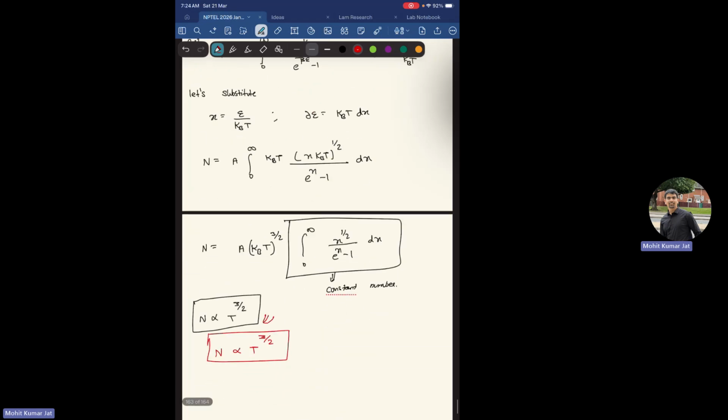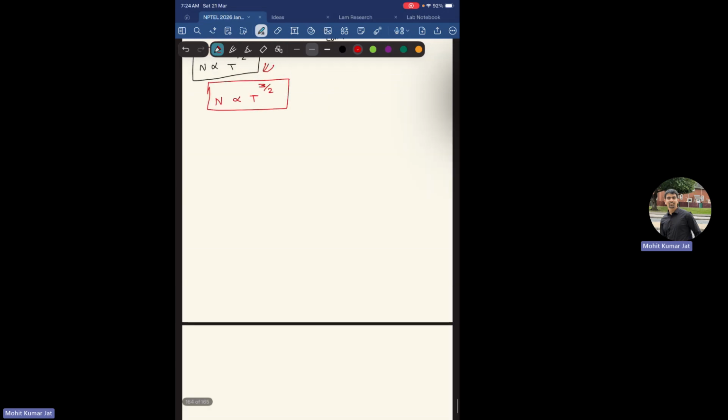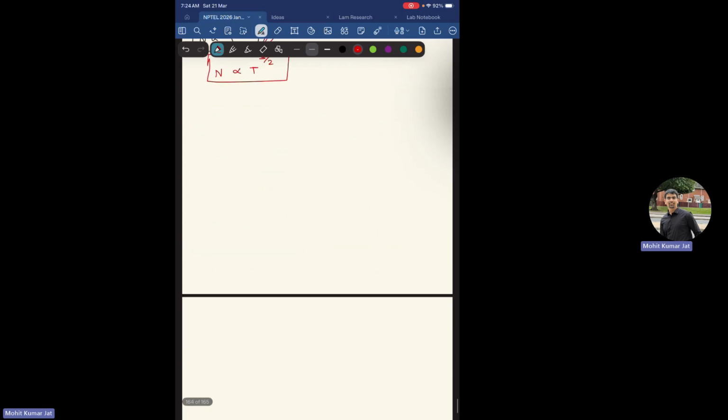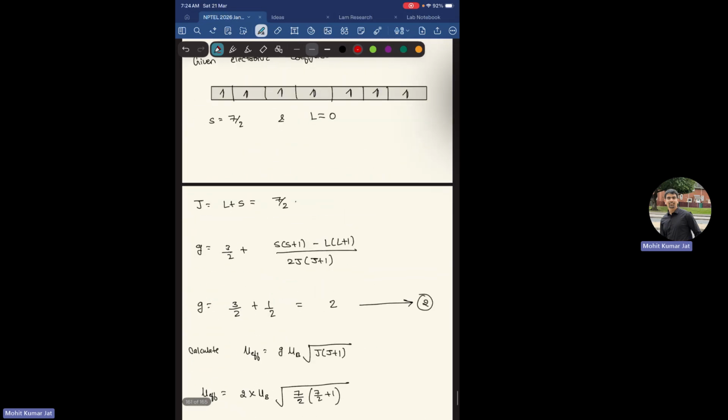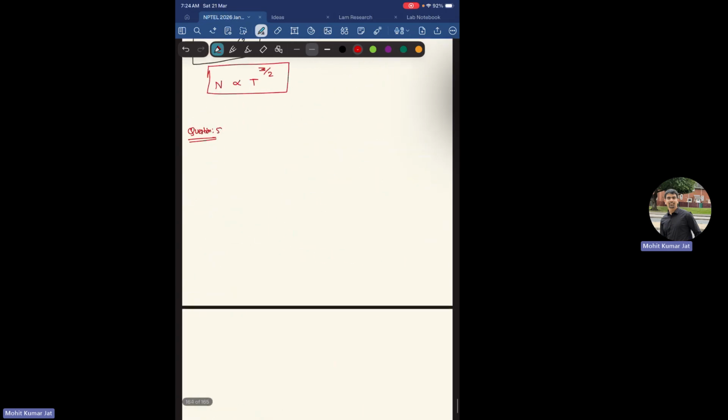Okay. So if there are no questions, then I'll move on to the next question, which is question number 5. Question number 5 is based on determining the magnetic moment per unit volume of an iron crystal.